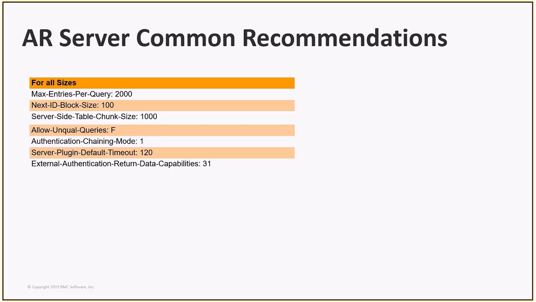And the last one here is the external authentication return data capabilities. This value is intended to use AREA only for passwords. Now, of course, if you want to use AREA for other data like email address or the notification type, then this value would have to be changed.